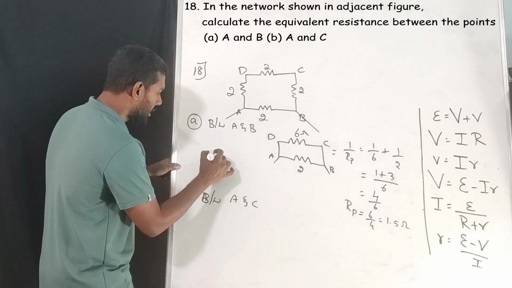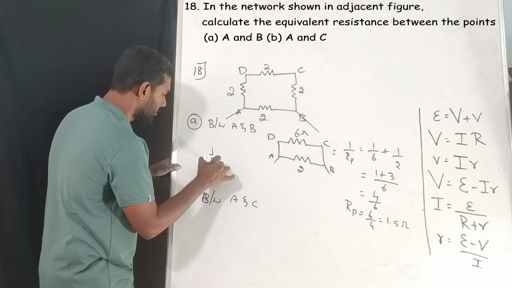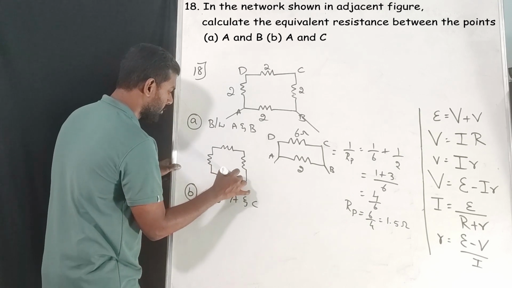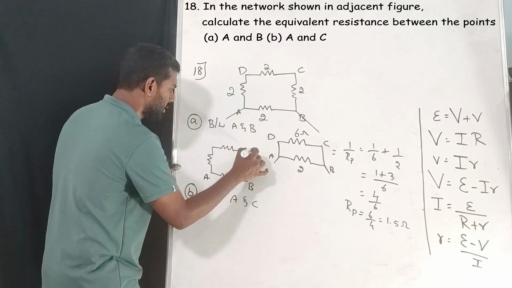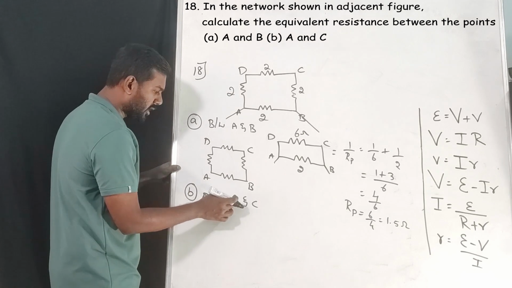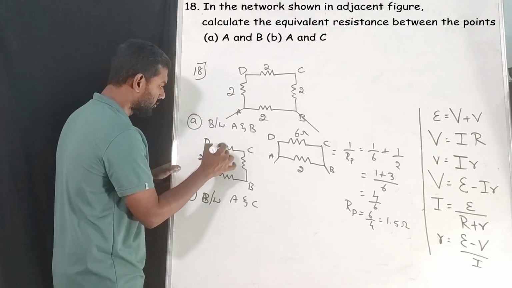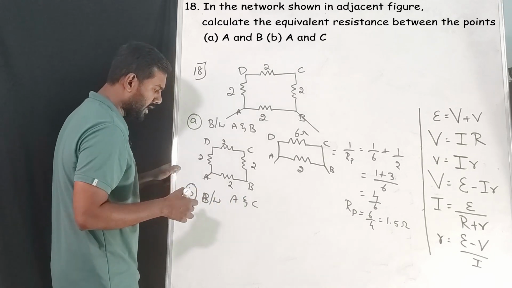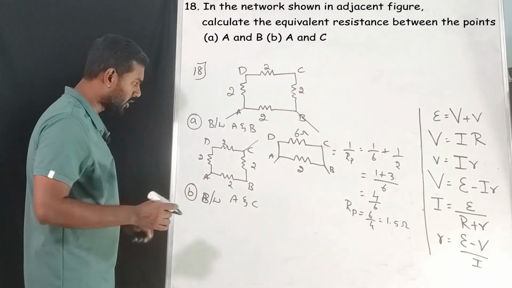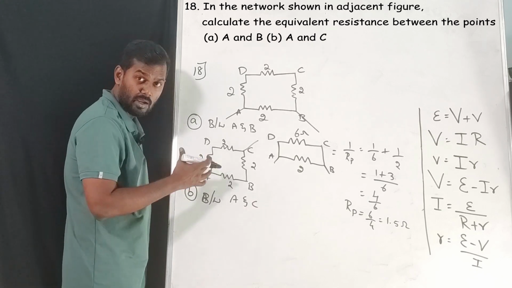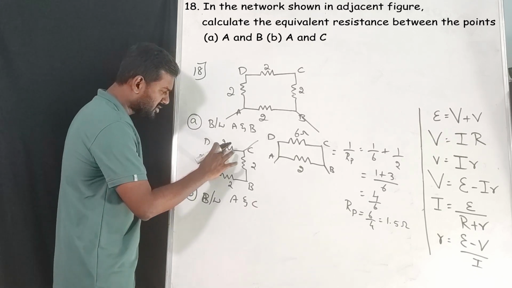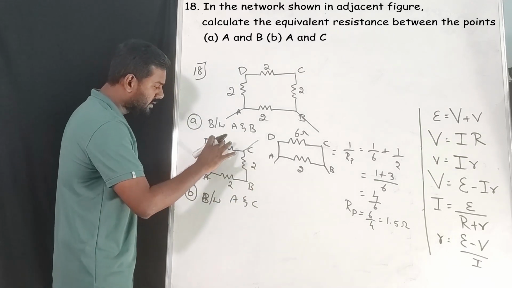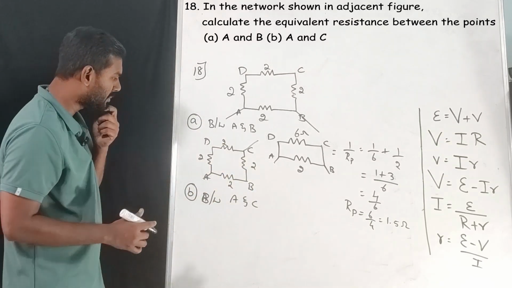Now I'll draw one more diagram, the same diagram. A, B, C, D. Now they are talking about A and C, correct? So all of them are 2 ohm. They are talking about A and C. Draw one line here and one line at C. Now we have to calculate the effective resistance. See, these two are in series, correct? And these two are in series. Now after that, these two will be in parallel.